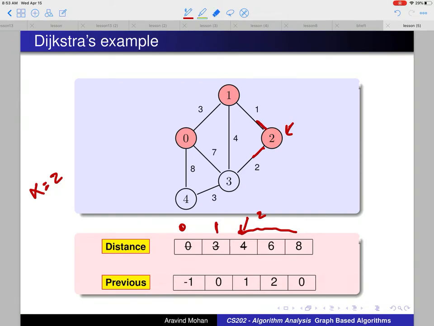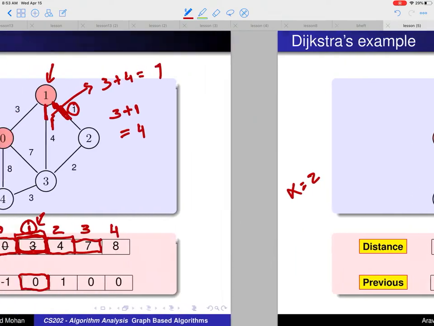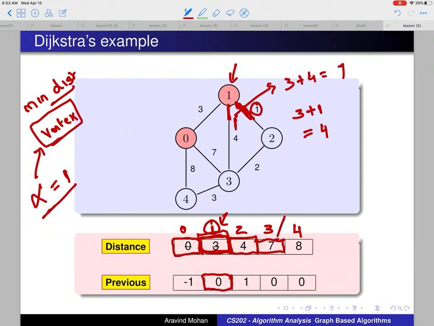The neighbors are 3 and 1. For 1, we don't need to take that into consideration because we had already visited that particular node. And for 3, we have an edge weight 2. And to come to 2, we had taken a distance of 4. So 4 plus 2 is equal to 6, and that's better than 7. You see, in the previous distance, we have 7 there to visit the node 3.